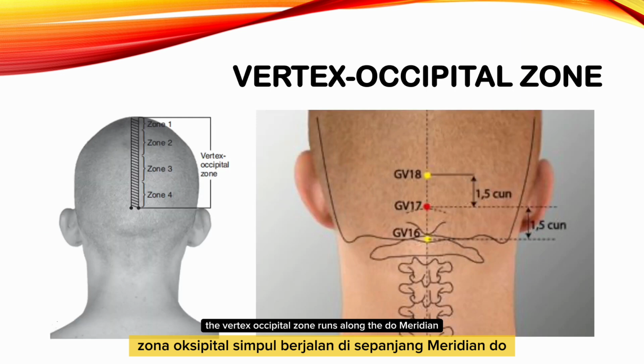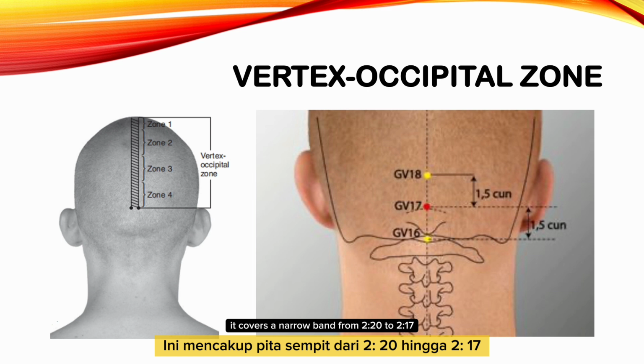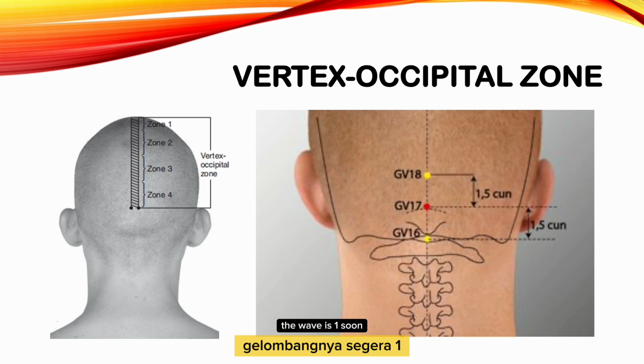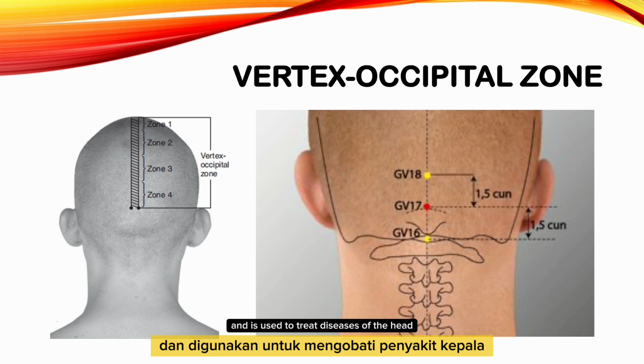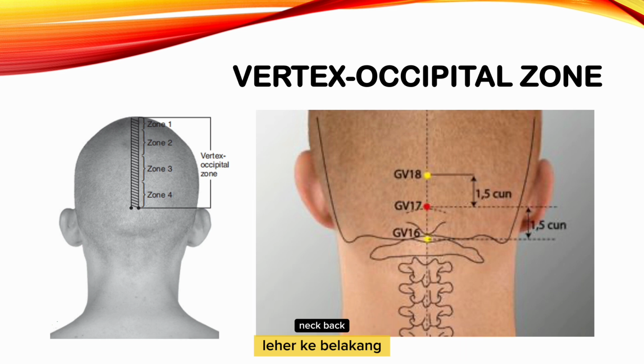The vertex occipital zone runs along the Du meridian. It covers a narrow band from Du-20 to Du-17. The width is 1 cun. The vertex occipital zone governs the yang side of the body and is used to treat diseases of the head, neck, back, low back, and perineum.